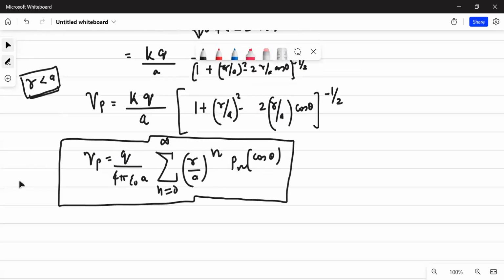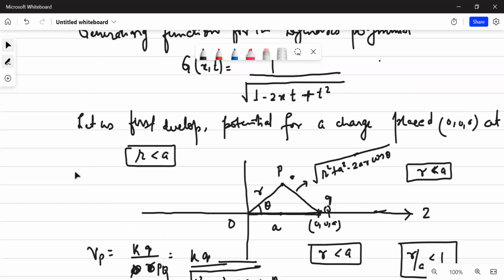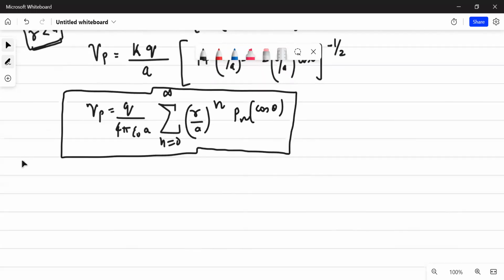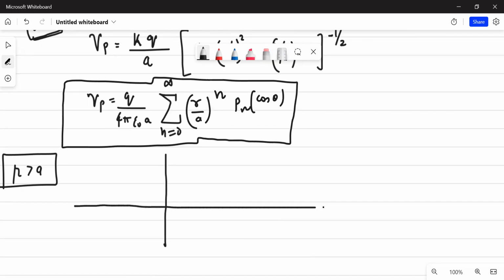So let us do one more thing. Let us try to figure out a formula where R is greater than A. Let us try to figure out the formula for the potential for the case R greater than A. So now if your R is greater than A, for example, this is your axis. Let us say this is your z-axis.